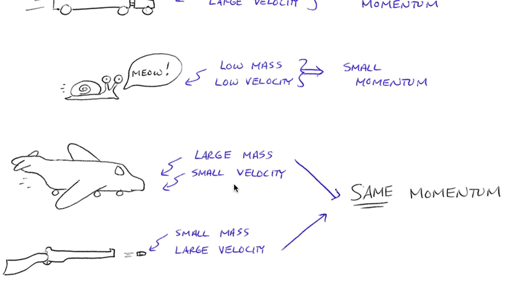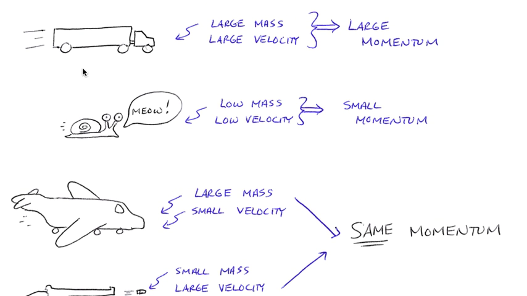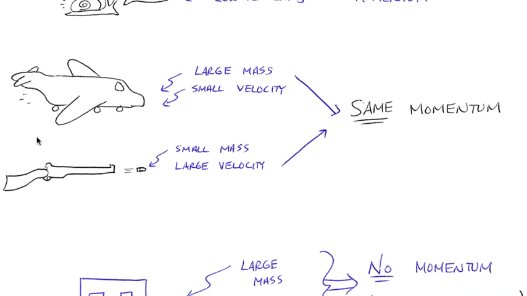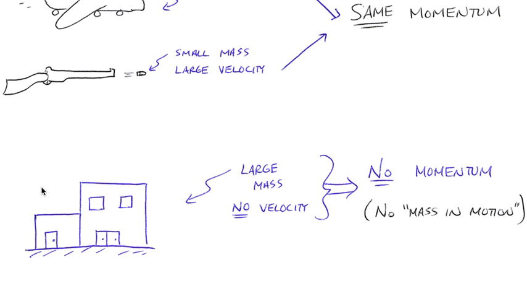So there are situations where this snail could have more momentum than this big truck. If the truck wasn't moving or was moving incredibly slow, like a fraction of what the snail was moving, you could have situations where smaller objects have more momentum than the larger object. And here's a prime example. You could have an enormous building, a shopping mall, skyscrapers in New York City, incredibly large masses, but they have no velocity and therefore have no momentum because there's no mass in motion, so to say.